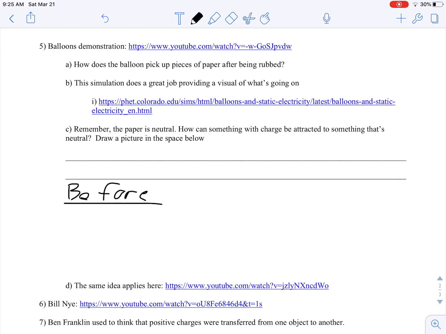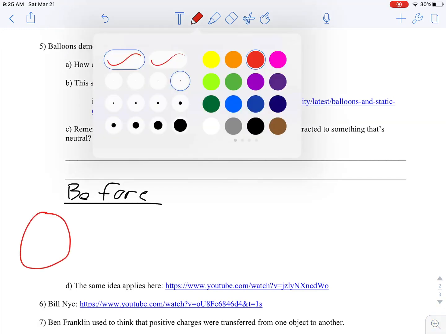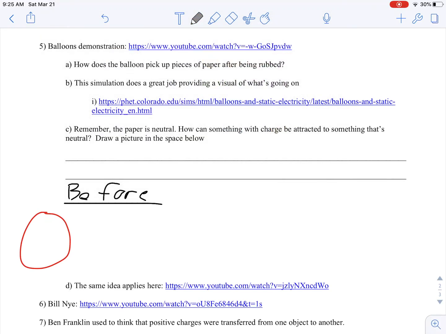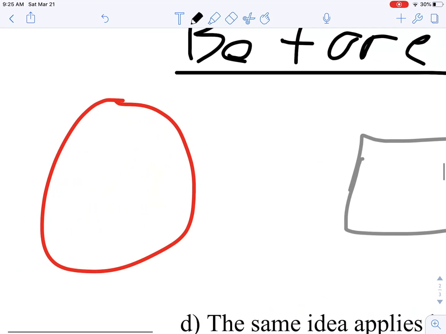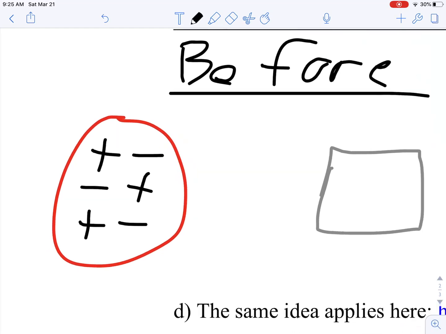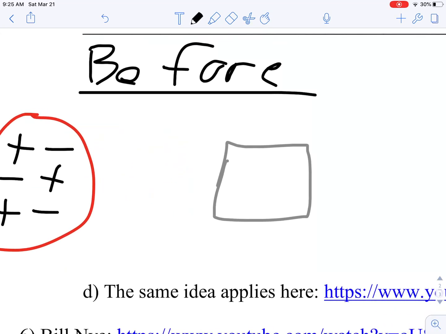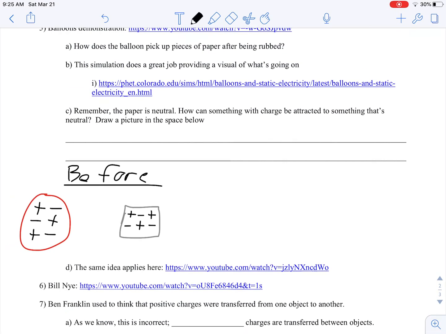Before rubbing the balloon, make the balloon red. And we'll make the paper gray so it's easier to see. This is just one piece of paper. Now the balloon is neutral. So I'm going to put positive, negative, positive, negative, positive, negative. So it's neutral, as is the paper. So I'll go positive, negative, positive, negative, positive, negative. All right? Now, let's go to the after picture.